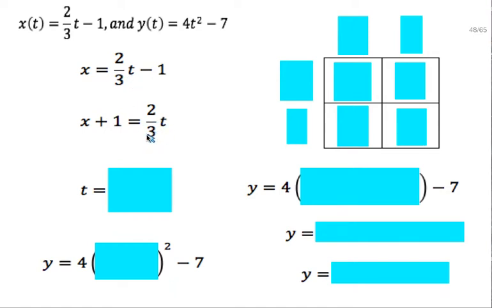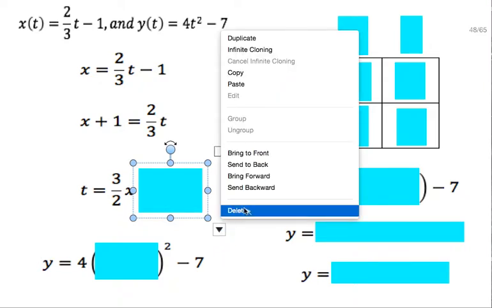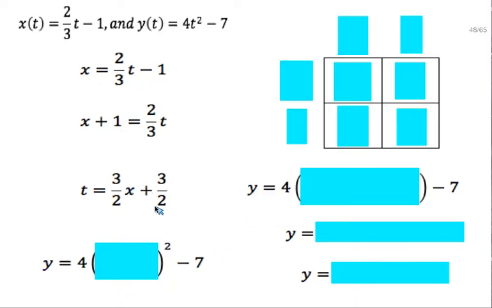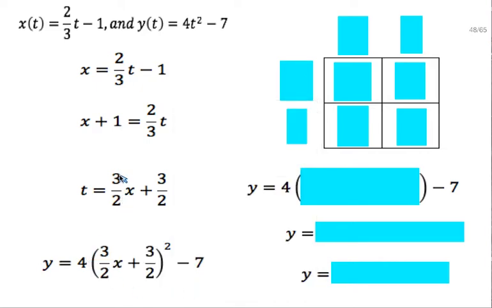We're going to have to multiply by 3 and divide by 2. And you guys should know by now that I want you to keep, instead of having just one massive fraction, go ahead and separate your two terms. So you'd have 3/2 times x plus 3/2. And then this formula for the t value is going to get put into your y equation. So here's the y equation, and all we're doing is replacing t with 3/2 times x plus 3/2.